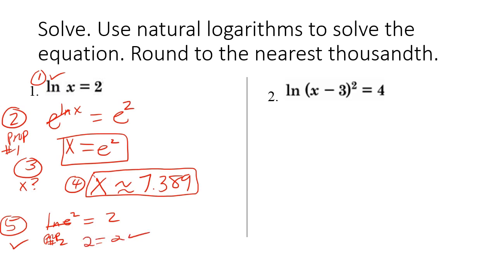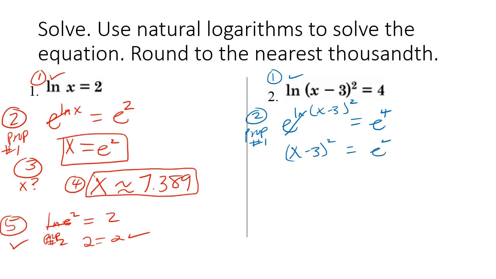Okay, let's take it up a notch. So over here again, we want to make sure that our natural log is isolated, which it is. We have natural log x minus 3 squared. And so it's good to go. Step 2 is we're going to use property number 1. So we have e to the natural log of x minus 3 squared equals e to the 4. Okay? The reason why we do this again is to undo the natural log, and we're left with x minus 3 squared equals e to the 4th.